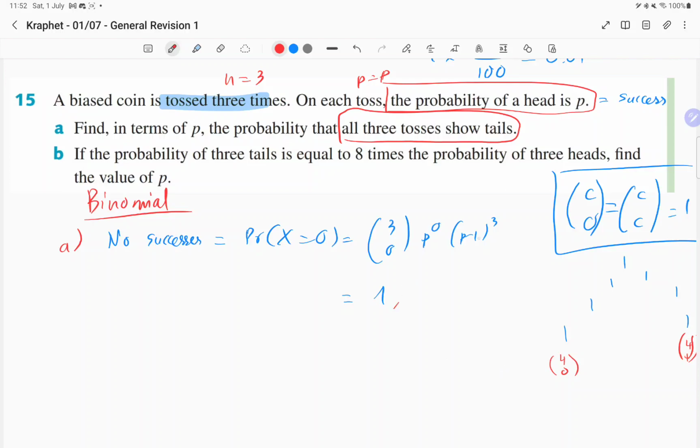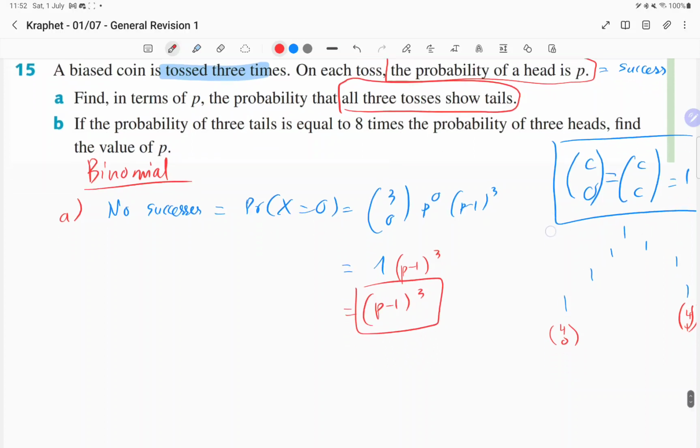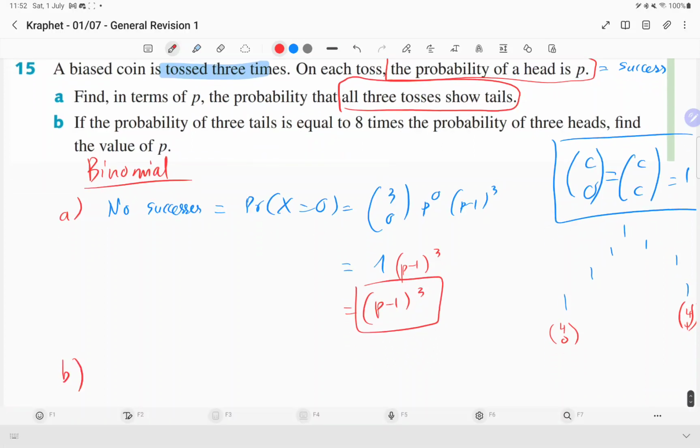So p to the power 0 is 1, and (1 minus p) to the power 3 stays as it is. So (1 minus p) to the power 3 is the final answer. Okay, and then part B: if the probability of 3 tails is equal to 8 times the probability of 3 heads, find the value of p. Not too bad, you can work it out.